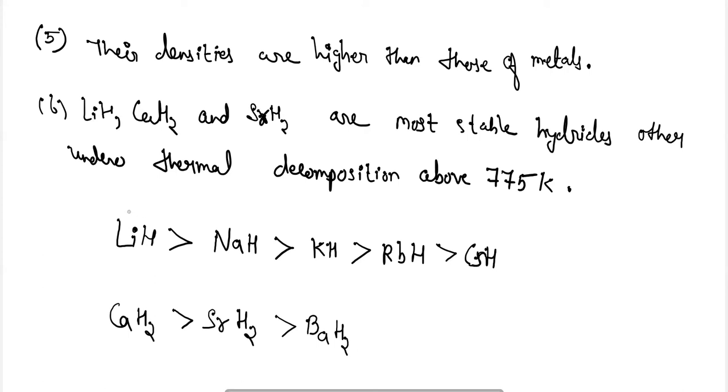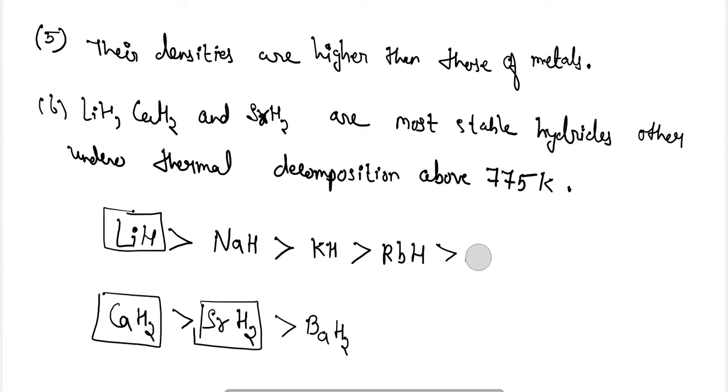So we can see that lithium hydride, calcium hydride, and strontium hydride have more stability compared to the other hydrides formed by group 1 or group 2 elements. And this is cesium hydride, CsH.